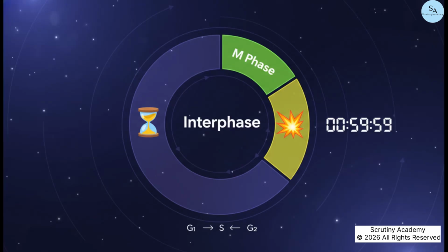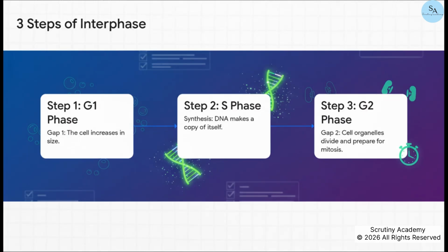Now, what's pretty wild is the timing here. The actual division part, the M phase, is super quick. We're talking less than an hour. A cell spends almost its entire life in interphase just getting ready for that big moment. All the important stuff, all the prep work, happens right there. Interphase isn't just one long, boring waiting game. Nope. It's a very active, carefully controlled process with three distinct steps: G1, S, and G2.